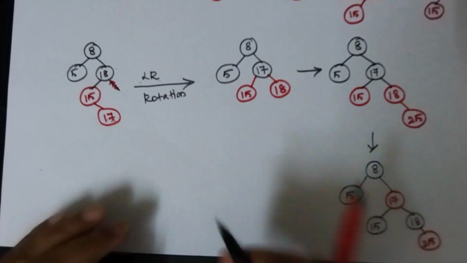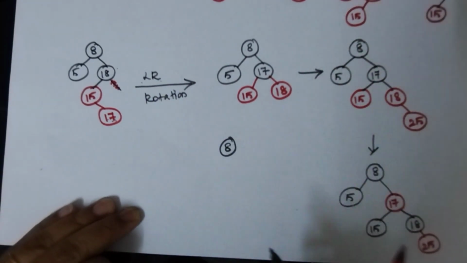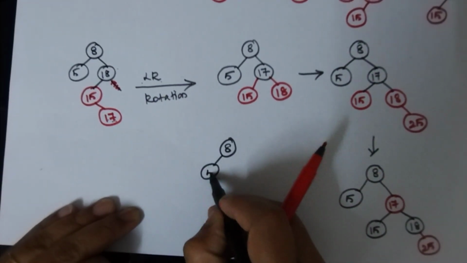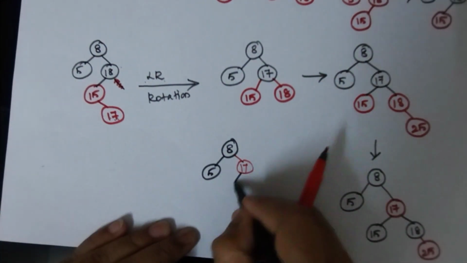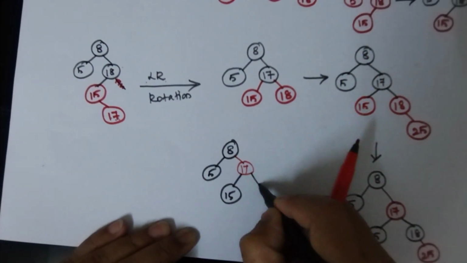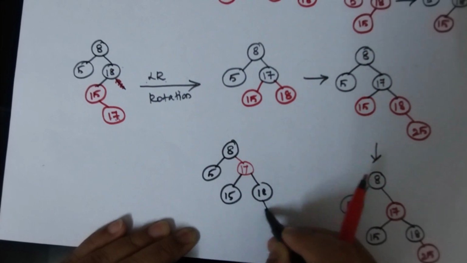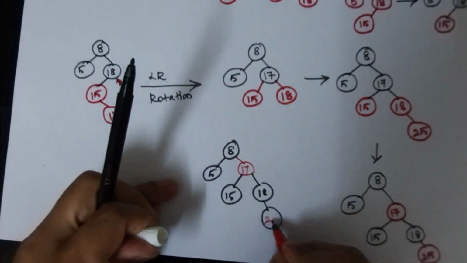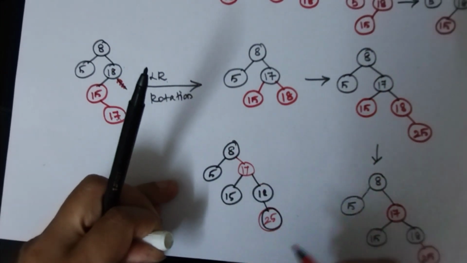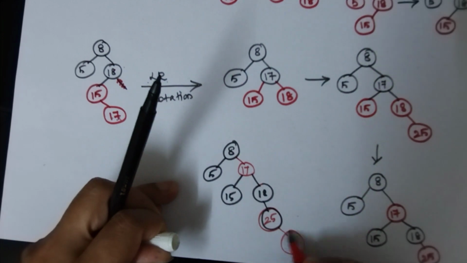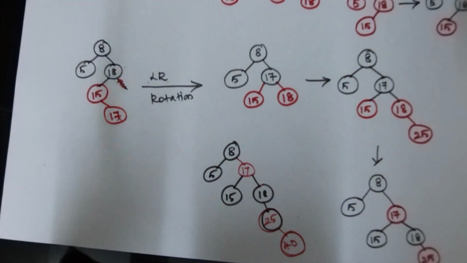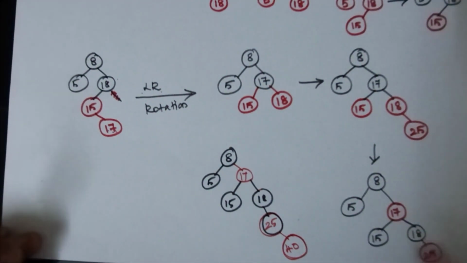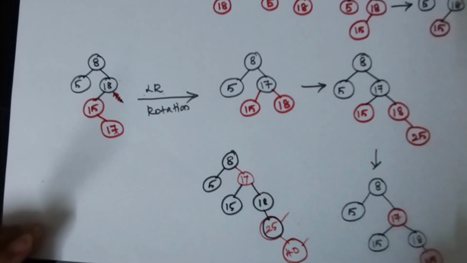So now if you start inserting 8, left of 8 is 5 and right of 8 is 17. Then left of 17 is 15. Right of 17 is 18. Again right of 18 is 25 which is red in color. Okay, so now we are going to place 40 which is again right of 25 which is also red in color because a newly inserted node should be red in color. So 40 is also red in color. Now you can see it is violating the property, two consecutive red nodes.